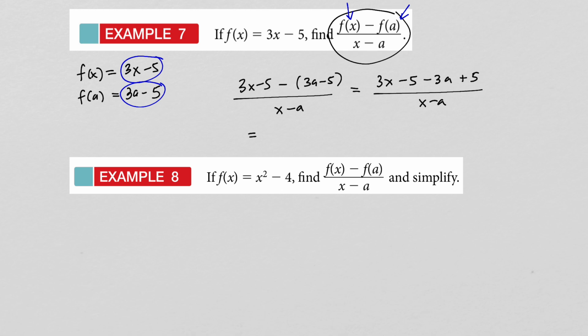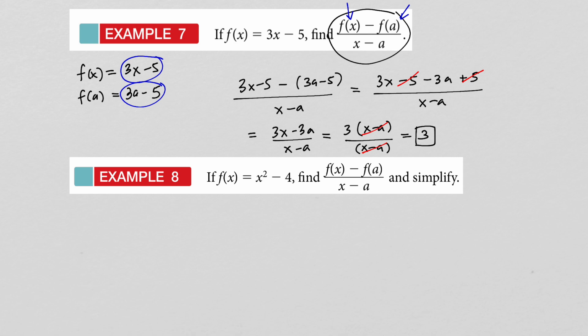And now we just want to simplify, so notice that negative 5 and positive 5 cancel out. So we have 3x minus 3a divided by x minus a. In the numerator, you can factor out a 3. And this is very nice because now we can see that the x minus a cancels out, and we get 3. So the difference quotient for this particular function is 3.